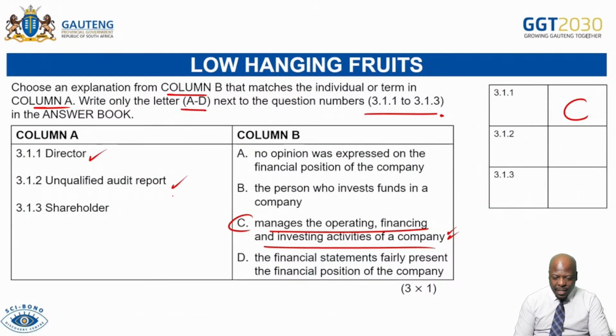Okay, that was a technical glitch there. Is it A, B, or D? Unqualified audit report. It is D, that the financial statements fairly present the financial position of the company. So here it is D. Then the last one, shareholder. All right, shareholder. So we are looking at A or B. Is it A or B? It is definitely B, the person who invests funds in a company.